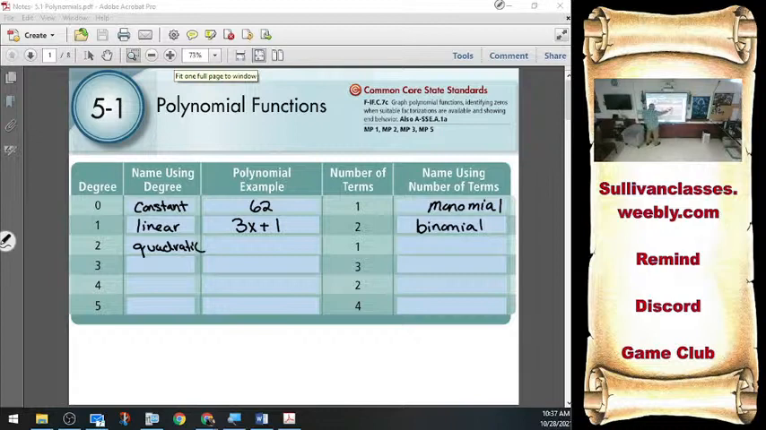Now it asks for an example that has one term, so that'd be like negative 2x squared. That is again a monomial. The point of that is to show you that you can have monomials that are constant, monomial lines, monomial parabolas, monomial cubics, all that kind of stuff. Oops, I gave it away. Degree 3, cubic.